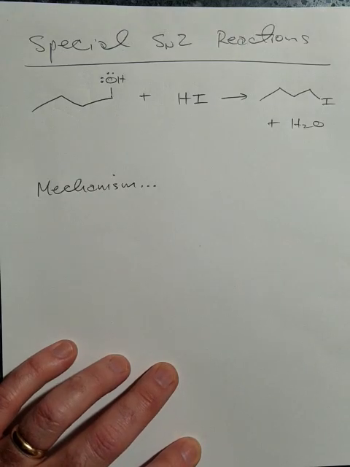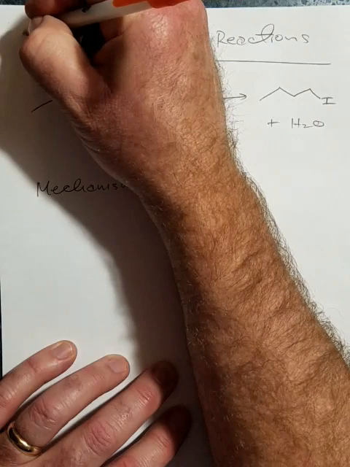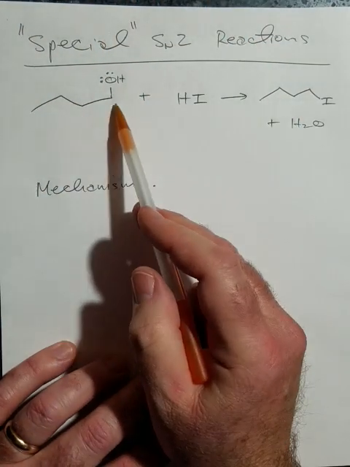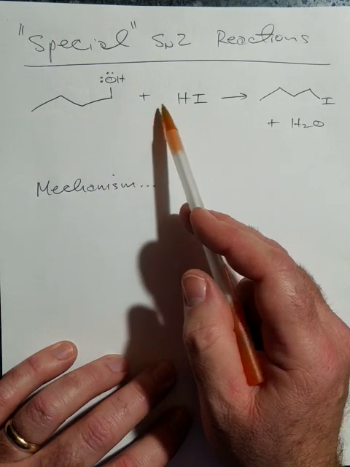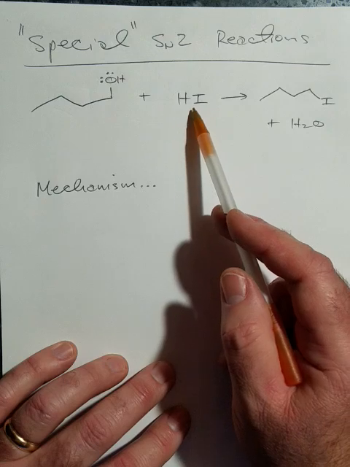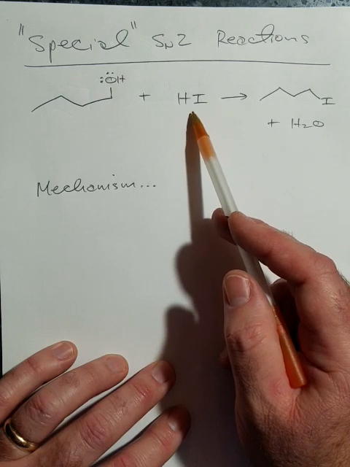Here is an example of what we call a special SN2 reaction. And you'll see why it's special in just a moment. We're starting with an alcohol. We're reacting it with hydrogen iodide. It would also work with hydrogen bromide or hydrogen chloride.